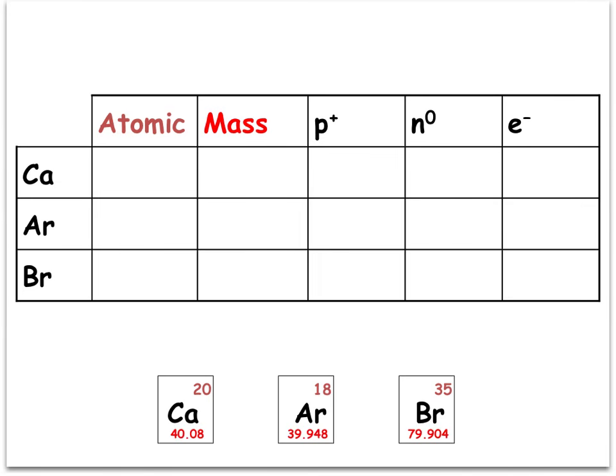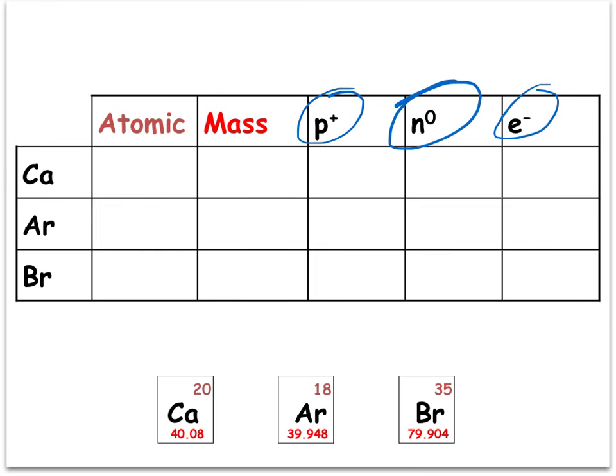This is the last problem. I want you to find the atomic number, mass number, number of protons, number of neutrons, and number of electrons for calcium, argon, and bromine. I give you down below on this slide the three different squares. By the way, the symbol for protons is P with a plus sign because that is a plus charge. Neutrons is N with a 0 sign since it has a neutral charge, and electrons is E with a negative sign since each electron has a -1 charge.